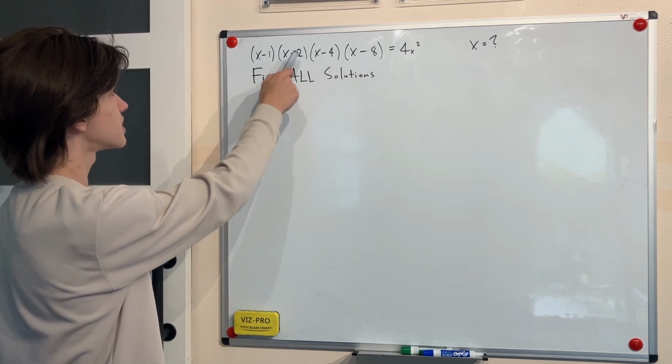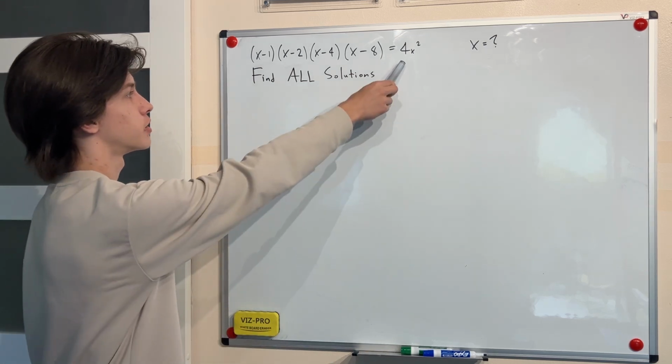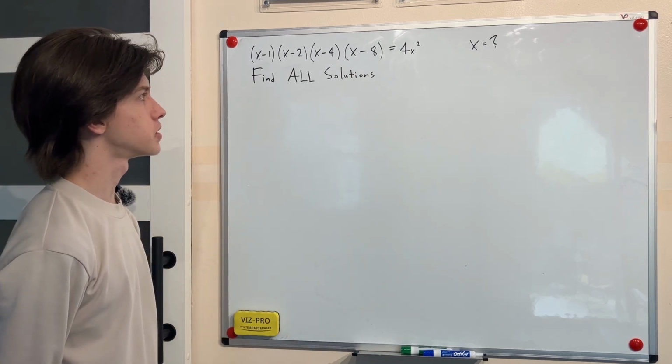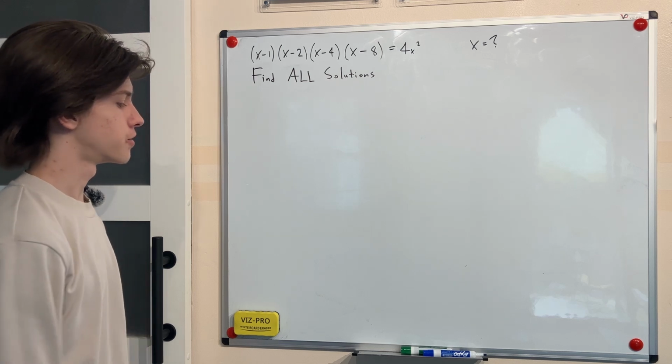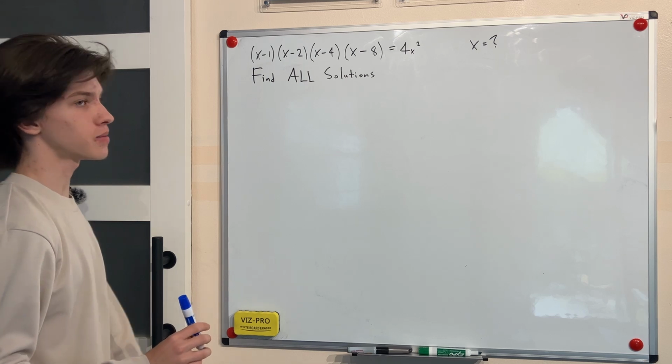We have x minus 1 times x minus 2, and so on, all in parentheses, but what's really ruining it here is the right-hand side of 4x squared. So it doesn't seem like it's very easily factored here. But let's try distributing something and see.